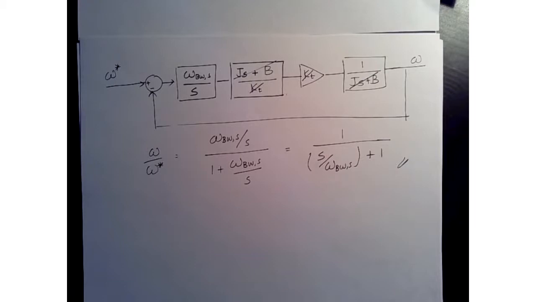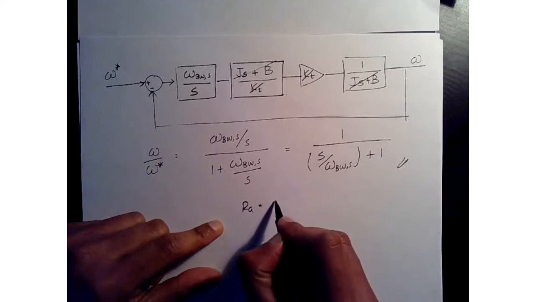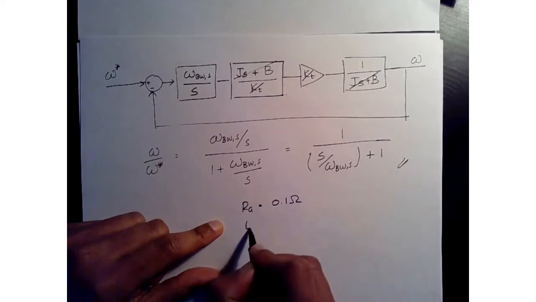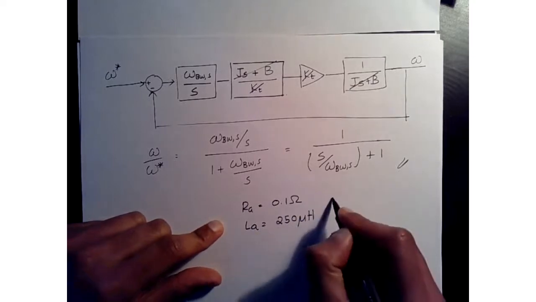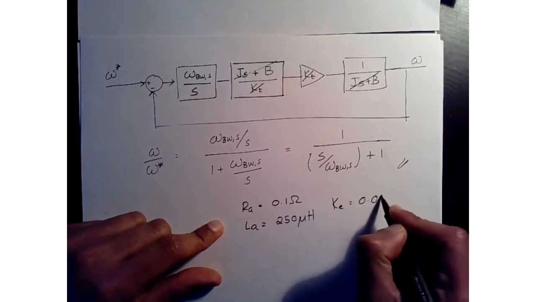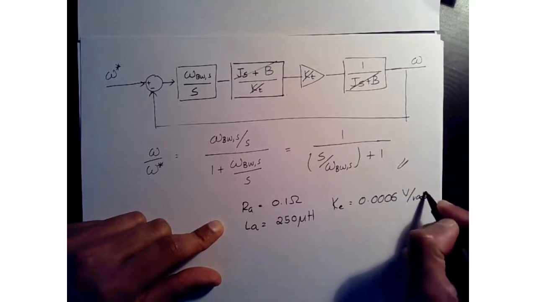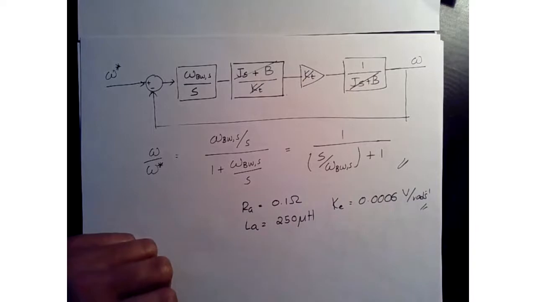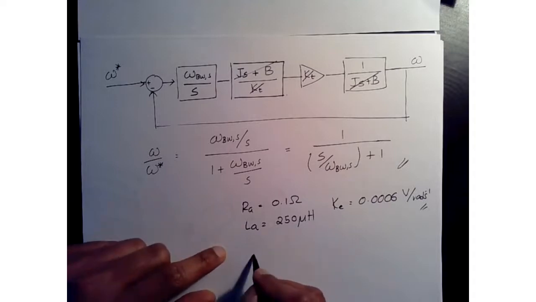Okay. Now, one thing I want to recommend to you is take some data. Maybe you can choose RA. I'll give you RA, assume 0.1 ohms. LA 250 microhenry, and a KE of 0.0006 volts per radians per second. Okay, so for a simple motor like this, you can now design a current controller.